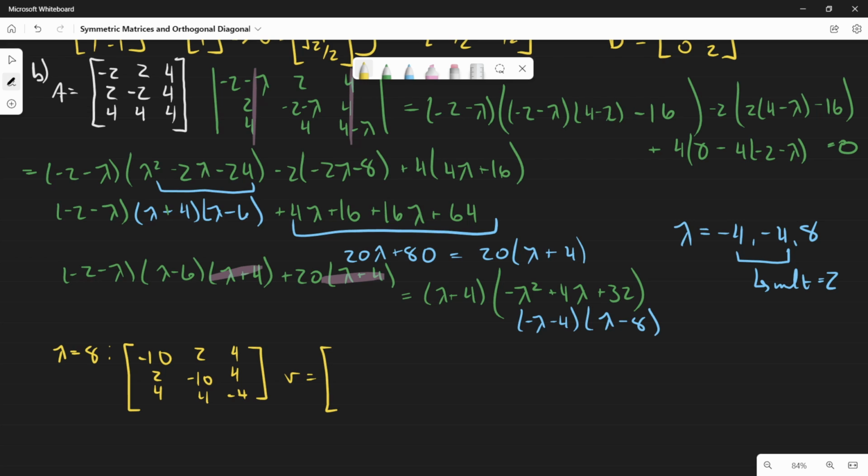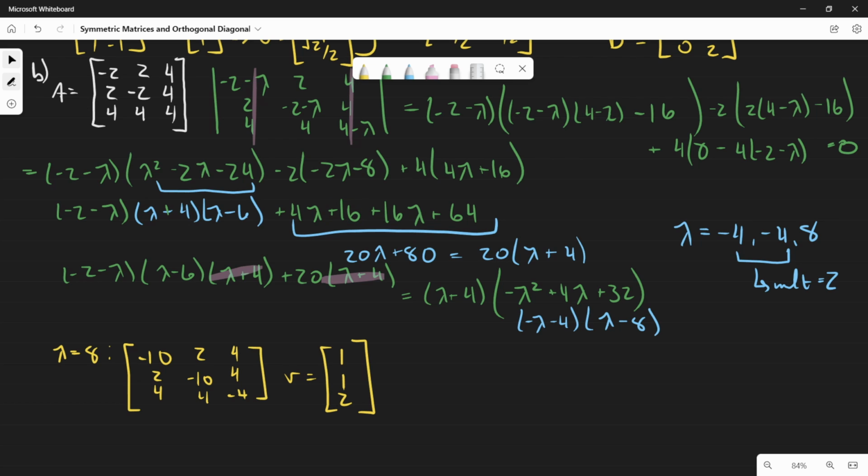1, and then have this be 1, so this has to be 2. So we'll have negative 10 plus 2 plus 8, and then we have 1 or 2 minus 10, so it'll be negative 8 plus 8, okay, and then this one will be 4 plus 4 minus 8, okay. So this one works.